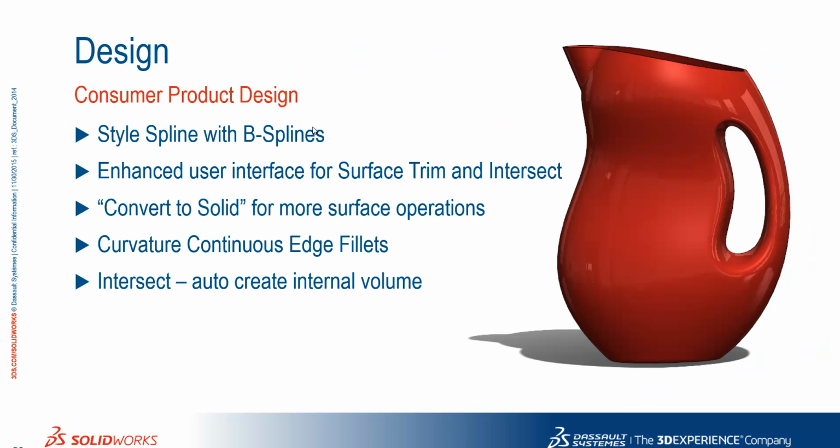So just to summarize what we've seen there, Style Spline now allows us to create B-splines. We have an enhanced user interface for surface trim and intersect. We can convert to solid for more surface operations. We have curvature continuous edge fillets, and intersect allows us to automatically create an internal volume.